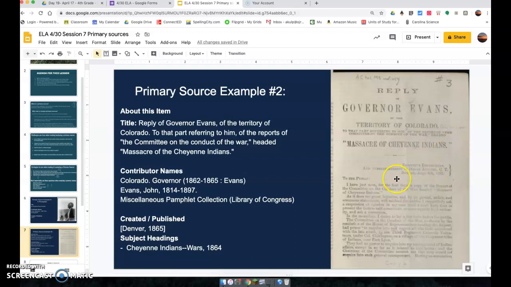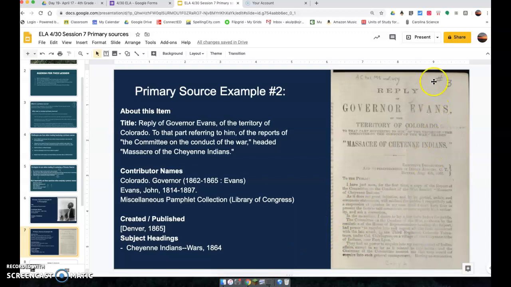And it says Executive Department, Denver, August 6, 1865, to the public. It says created, published year, Denver, 1865, by John Evans, Colorado governor, 1862 to 1865. So it was his last year as governor, and it came from the Library of Congress miscellaneous pamphlet collection. It's written to the public about the massacre of the Cheyenne Indians. So reading this would definitely be difficult because it was obviously written in 1864.